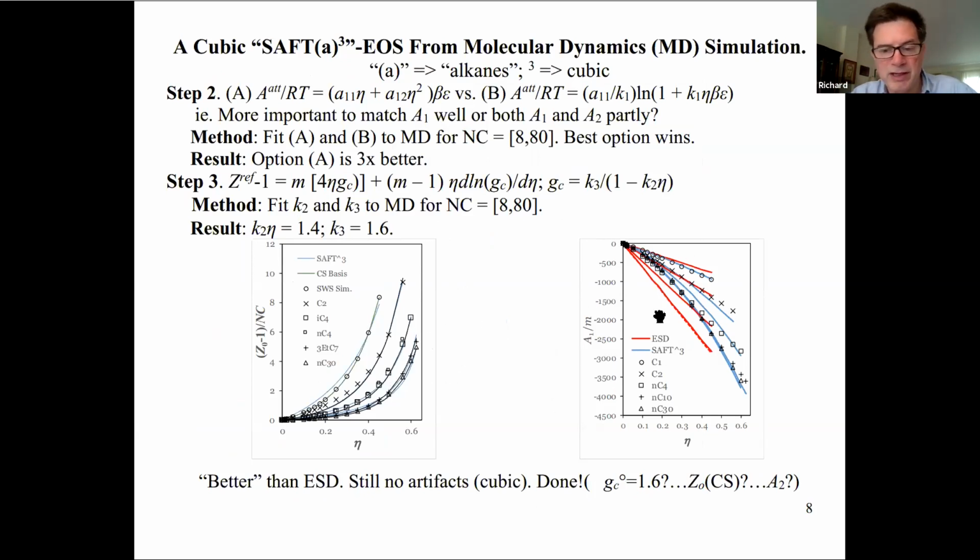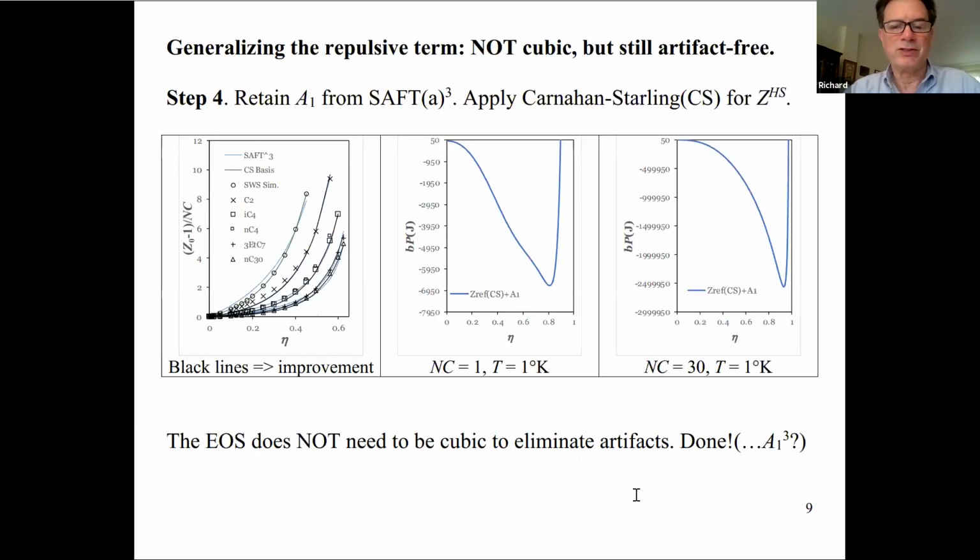Now we just keep the ESD attractive term. Are we done? Well, that doesn't look too good. Okay, so that doesn't agree. So the A naught term or the Z naught term is okay now, but the A1 term seems like we could do better than that. So, well, I'd say we're not done yet. Let's take a look and see if we can still avoid artifacts and still get the A1 term right.